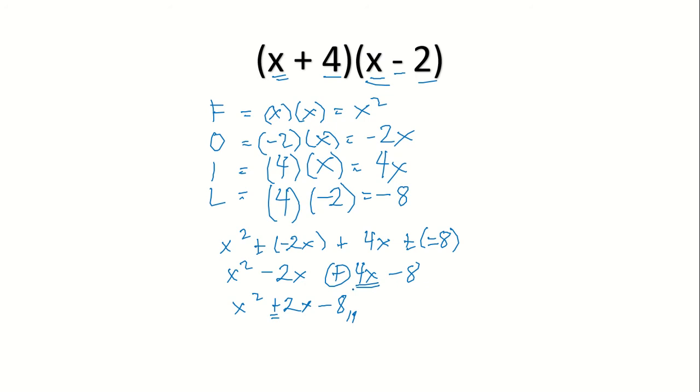So that's it. That's how easy it is to use the FOIL method in multiplying binomial terms.